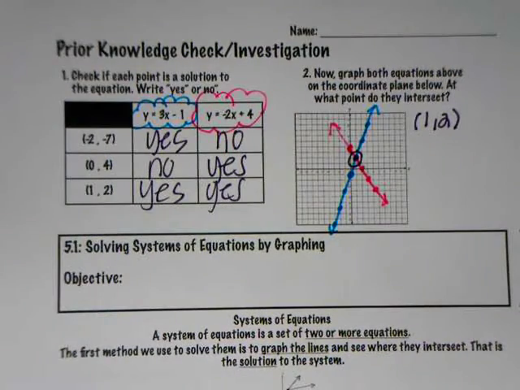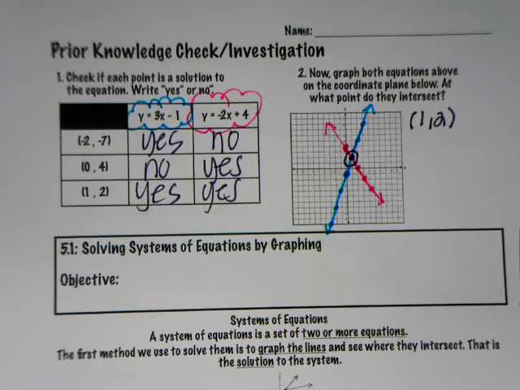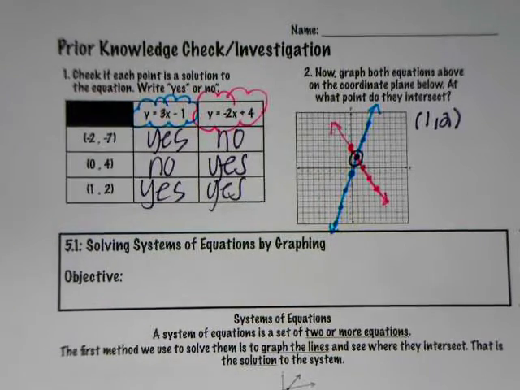Okay, so something that I want you guys to notice. When you're checking a point in an equation like this, plugging in the x and looking at the y to see if it works, what you're essentially doing is trying to see if that point is on the line that you have graphed. Does that make sense? So if it's a yes, that means it's on the line. If it's a no, then it's not on the line.